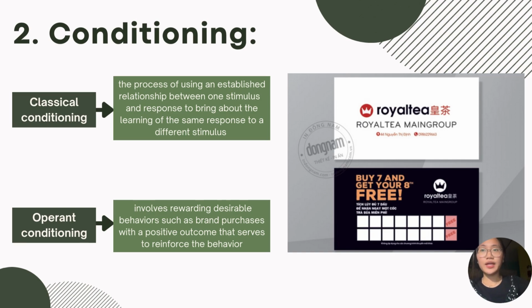And next is conditioning. It is a process of using an established relationship between one stimulus, like music, and a response to bring about learning of the same response to a different stimulus. For example, marketers usually use sounds like songs and bells ringing to remind customers of something that can bring back emotion and a feeling of familiarity. And the next is operant. The definition is on the slide, so we can go through it. The difference between operant and classical conditioning is whether the behavior is involuntary or voluntary.